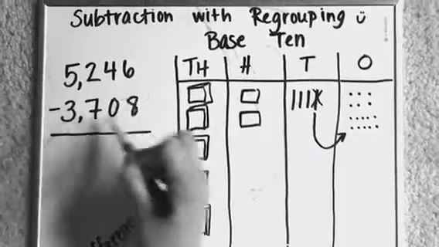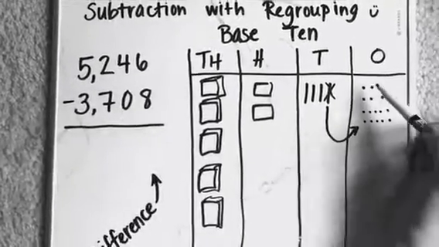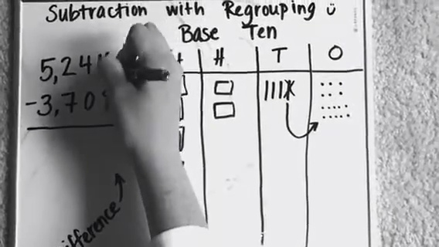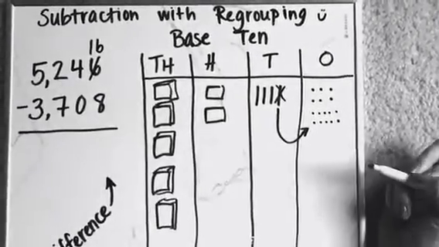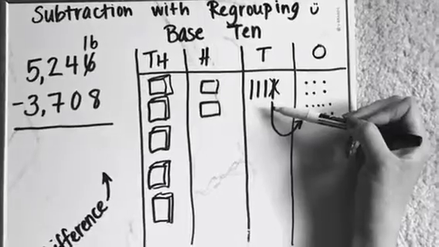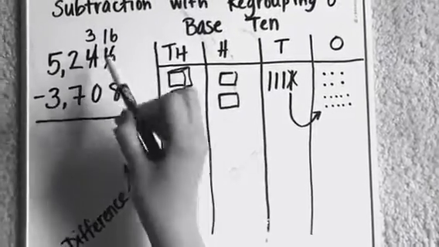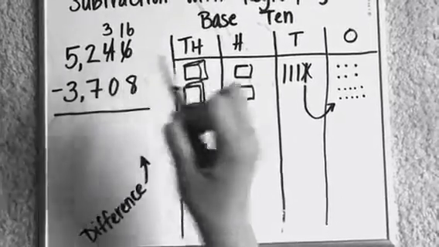Let's take a look at our numbers. I no longer have 6 ones. I have 16 in the ones place. I no longer have 4 tens in the tens place. I have 3 tens. So all I did was just move 1 ten over to the ones place.